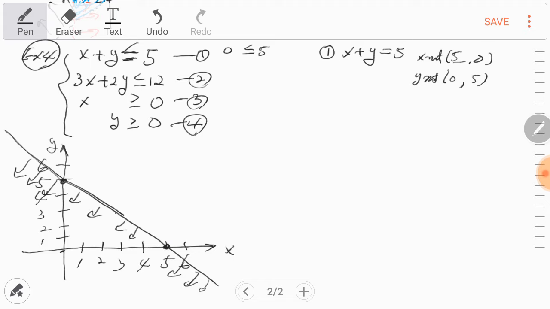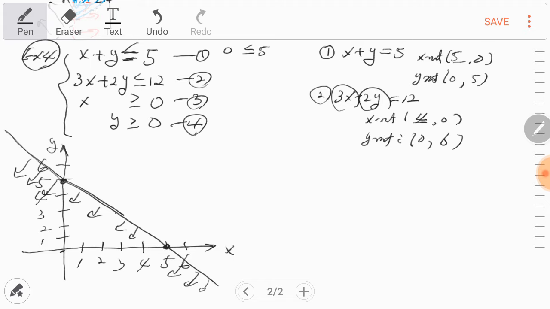Alright, for the second inequality, 3x plus 2y is less than or equal to 12. The x-intercept: if the y value is 0, then x is 4. How about the y-intercept? If x equals 0, then y is 6. Let's use a red line. The y-intercept is 6 and the x-intercept is 4, so connect these 2 points. There is an equal sign, so a solid line.